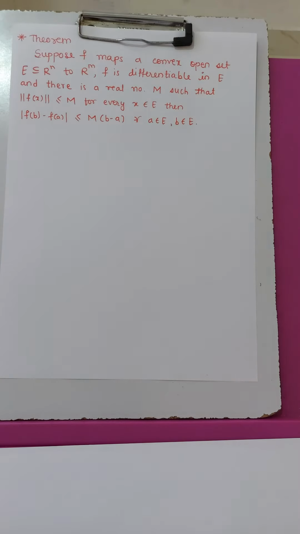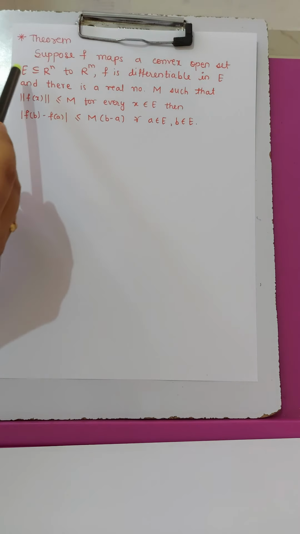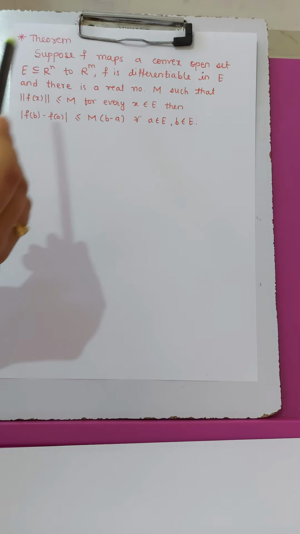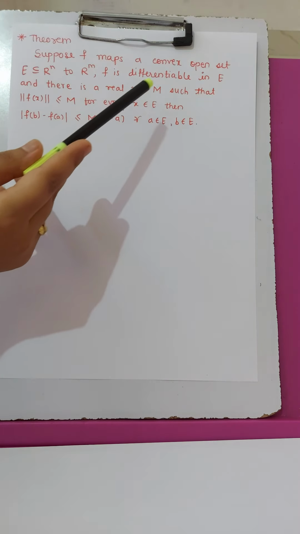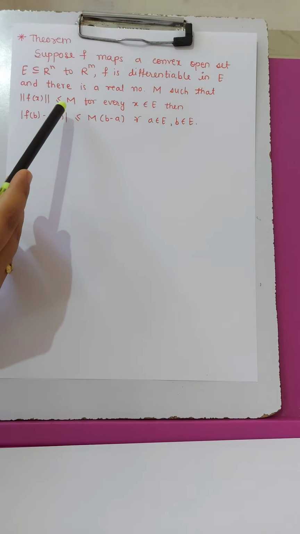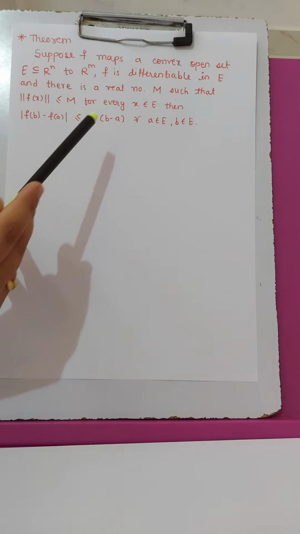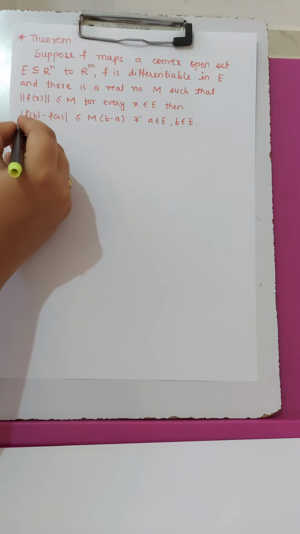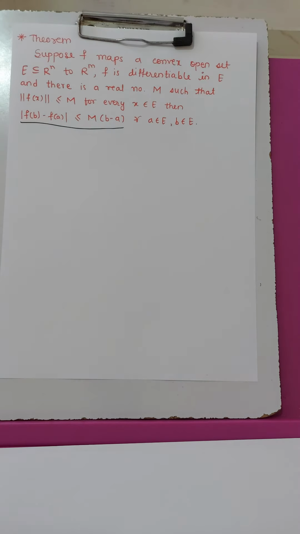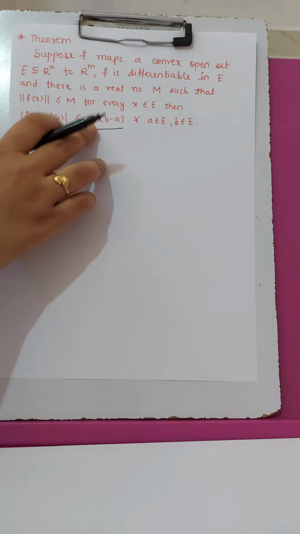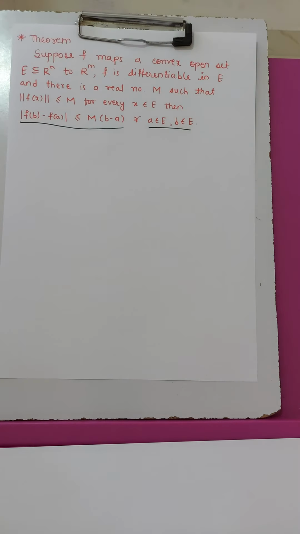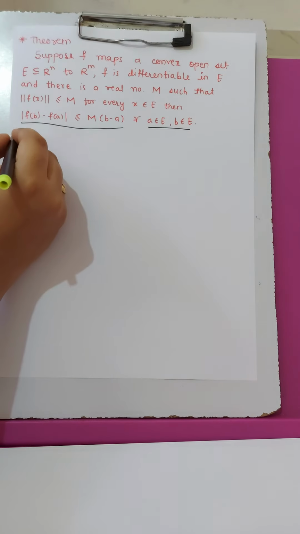Next theorem states that suppose f maps a convex open set E, which is a subset of R^n, to R^m, and also f is differentiable in E, and there is a real number M such that norm of f'(x) is less than or equal to M for every x belonging to E. Then we have to prove that mod of f(b) minus f(a) is less than or equal to M times mod of (b minus a), where both a and b are vectors of E. So let's start with the proof.